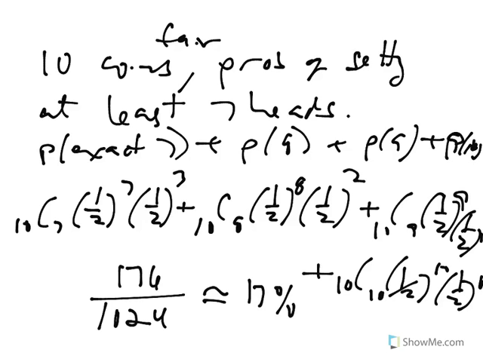Sometimes they'll say what's the probability of at most. So if it was at most 3 heads, I would do probability of 0 heads plus probability of 1 head plus probability of 2 heads. If they said more than 7 heads, I would just do 8, 9, and 10. If they said less than 3 heads, I would do 0 and 1.